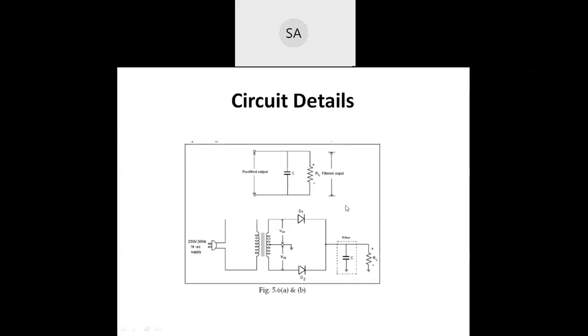Here are the circuit details of the capacitor filter. This rectifier output we are applying across the capacitor. This capacitor is connected in shunt across the load. The entire circuit up to here is the rectifier circuit, and this is the transformer main supply. Let us take one annotation.